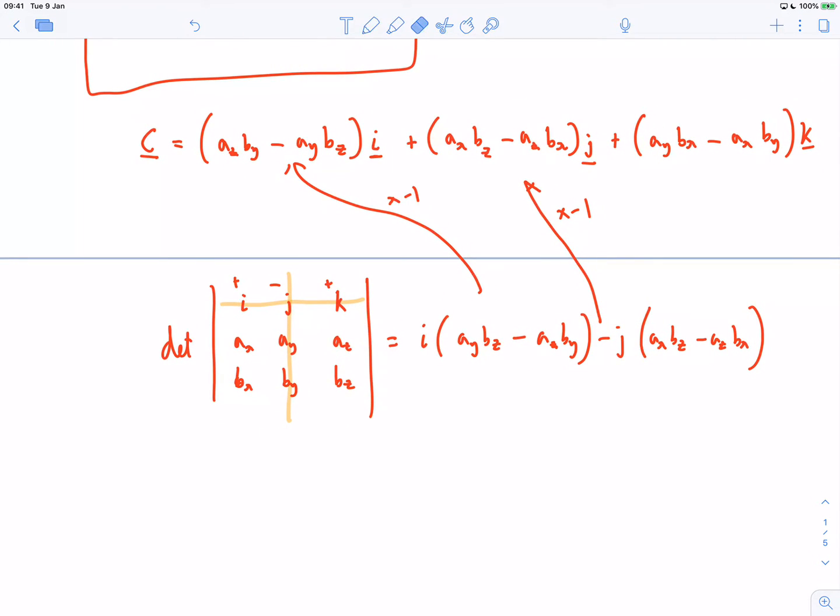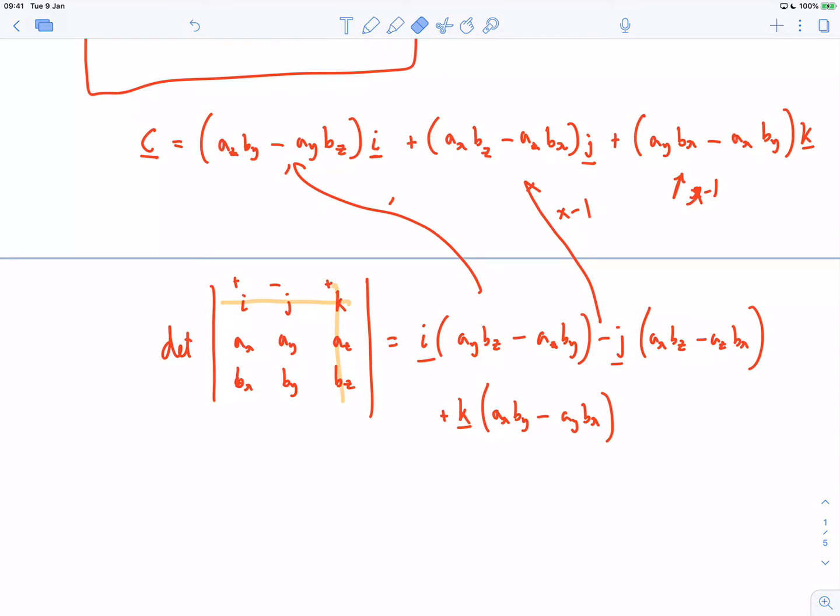And similarly, for the first row, last column, from the K column, it's going to be plus k lots of AX, BY minus AY, BX. And you can clearly see that that is a factor of -1 out from this one.